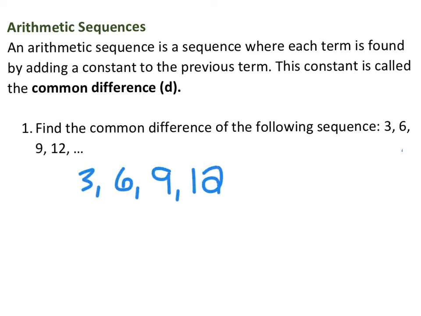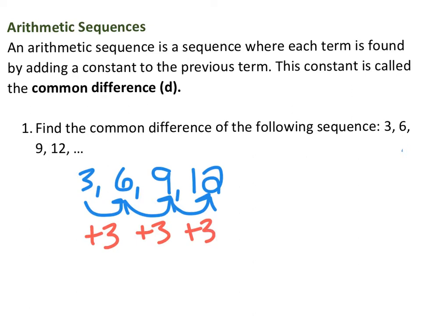So how can we go from 3 to 6? We can add 3. How can we go from 6 to 9? We can add 3. How can we go from 9 to 12? We can add 3. Now, for an arithmetic sequence, they all have to be the same common difference. So we had to add 3 each time to get the next term. They can't be different. In this example, our common difference will be 3. This is an arithmetic sequence.